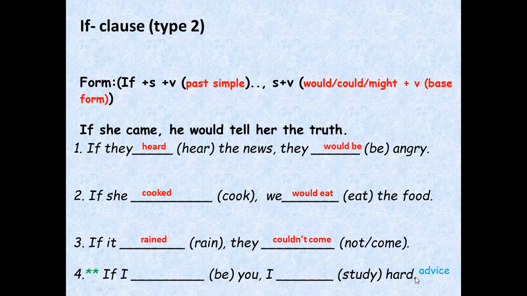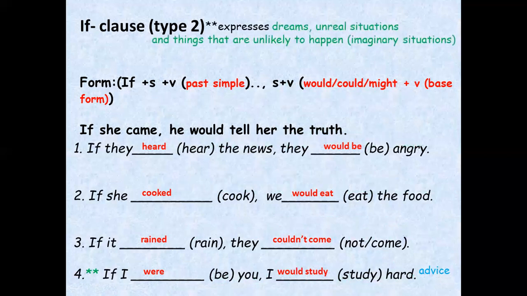But look at the answer. If I were you, I would study hard. Now, we use this sentence for giving advice, okay? But why did we use were, and not was? Because it's an impossible situation, okay? We will discuss it a minute from now. Listen, we use if clause type 2 to express or talk about dreams, unreal situations, and things that are unlikely to happen, which are imaginary situations, okay?